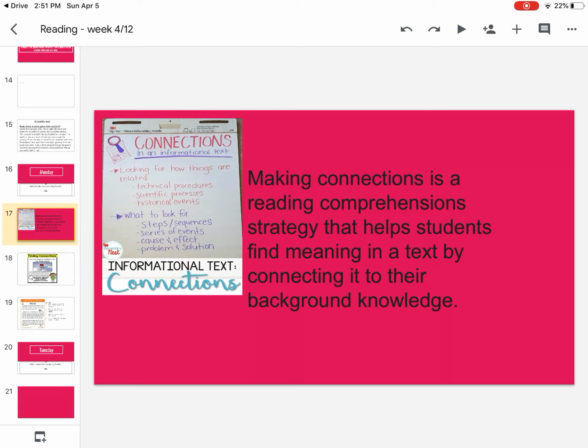So, for Monday's reading lesson, we are going to revise back over connections. So, you will go through the anchor charts. So, for example, looking for how things are related: technical procedures, scientific process, and historical events. What you need to look for is steps and sequence.